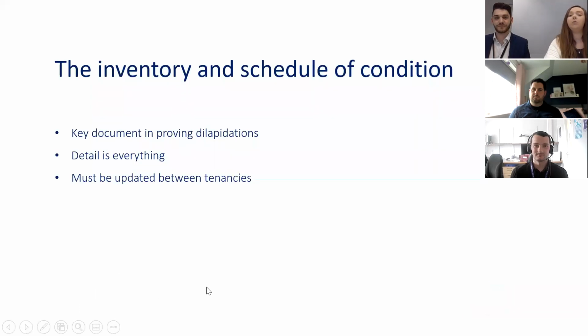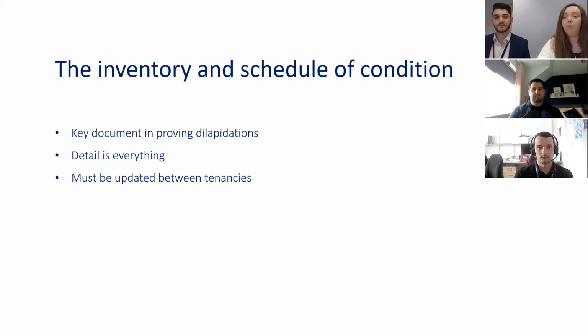There we go. So what is an inventory? It is a key document. If you do come through adjudication, the adjudicator will look for three main documents: your tenancy agreement, your check-in, and your check-out. So the inventory is a very important document, and everybody should take the time to do it. It is a key document when it comes to adjudication because it can prove any deterioration that has taken place over the course of the tenancy.